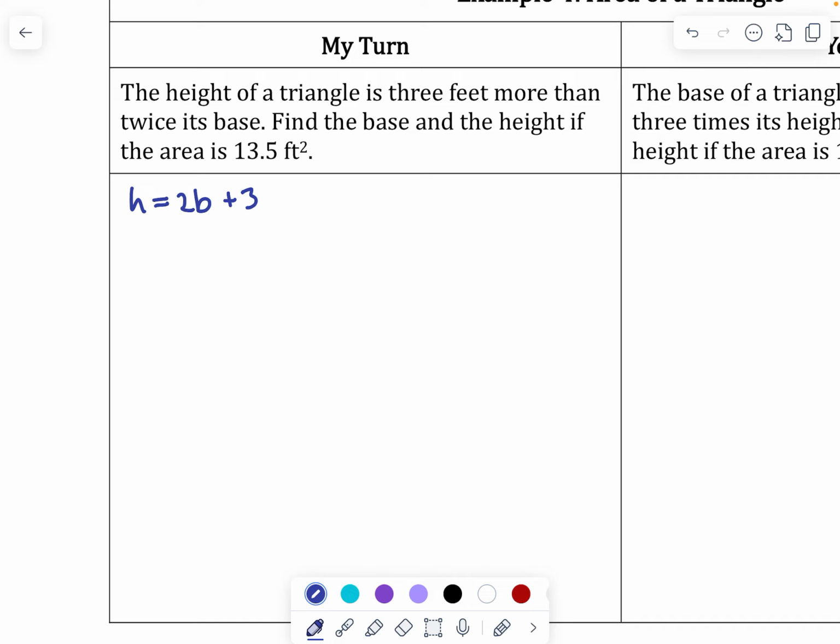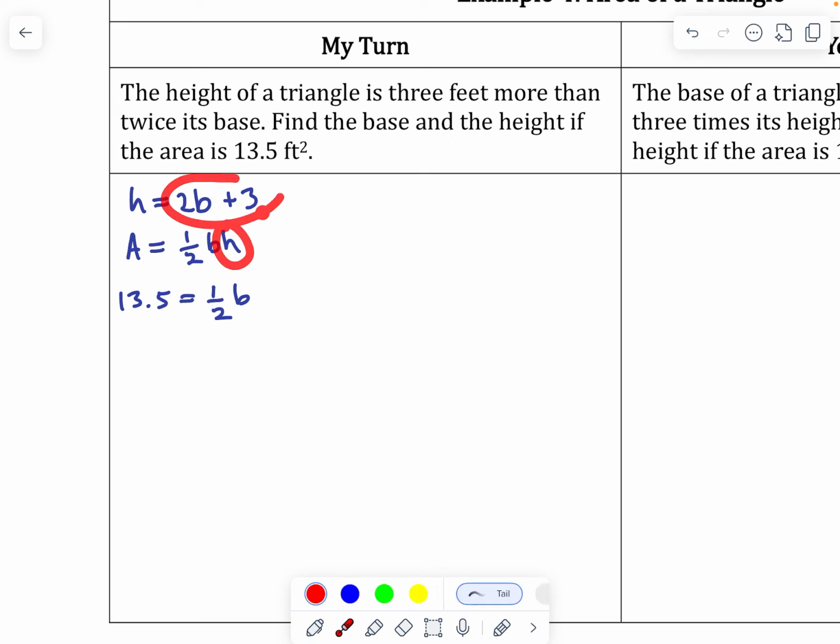We need the area formula of a triangle. That's 1/2 base times height. And let's plug in what we know. We know that the area is 13.5. B for base, we don't have anything extra about the base, so we'll just leave that alone. But we know that the height is the same as 2b plus 3. So we're going to make that substitution. Instead of putting h, we're going to put 2b plus 3. And this right here is the quadratic equation that we need to solve.